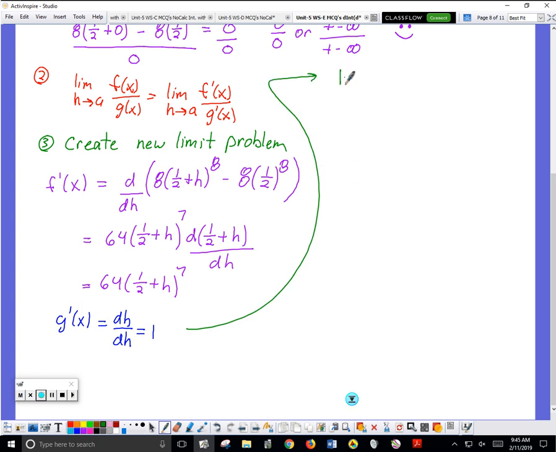We're going to find the limit as h approaches 0 of f prime divided by g prime, which is the same thing as the limit as h approaches 0 of 64 times (1/2 plus h) to the 7th power, all divided by 1.